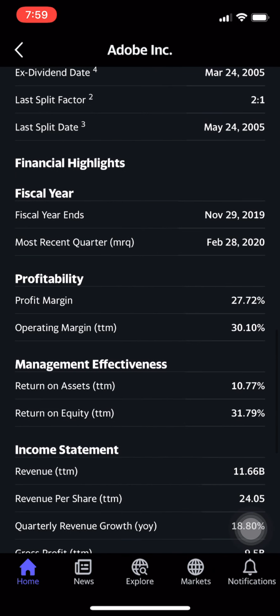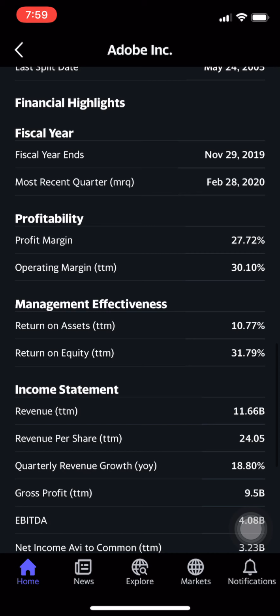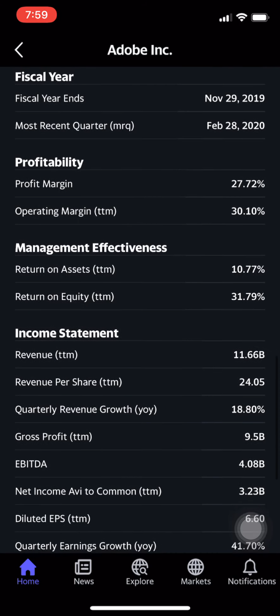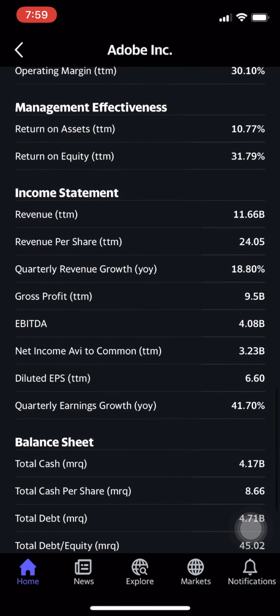Now, in terms of profitability, Adobe is very profitable at 27.72%. Operating margin in the trailing 12 months is 30%. So in fact, this is a software cloud company. It's very profitable. Management effectiveness, you can see return on assets is 10.77%. Return on equity is 31.79%. So very effective in terms of management.